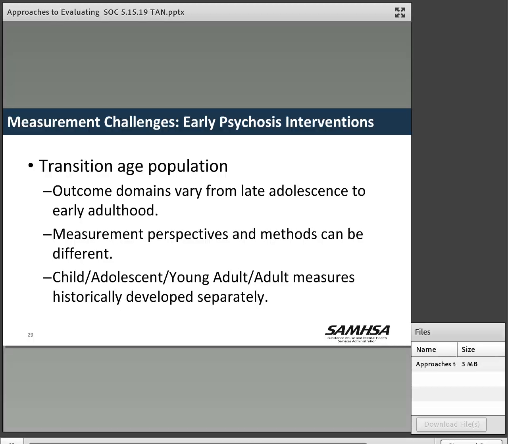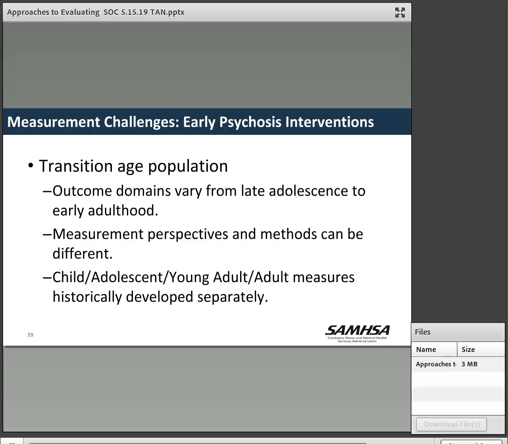And then the last one, which I think is worth really thinking about: the child, adolescent, and young adult measures were historically developed separately. Until fairly recently, the adult and child mental health research worlds and communities were, like the service systems, running on parallel tracks. And so these measures were developed separately.